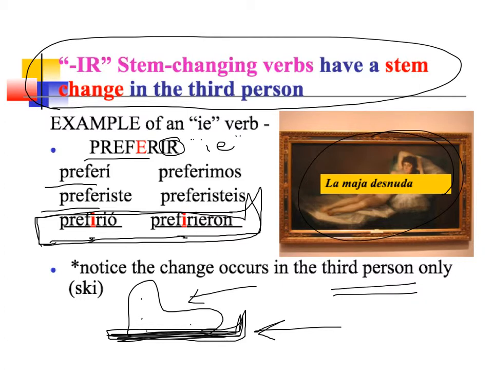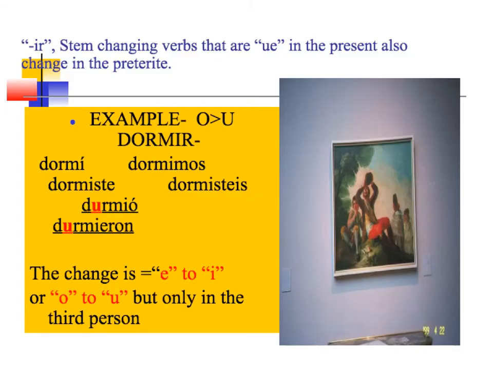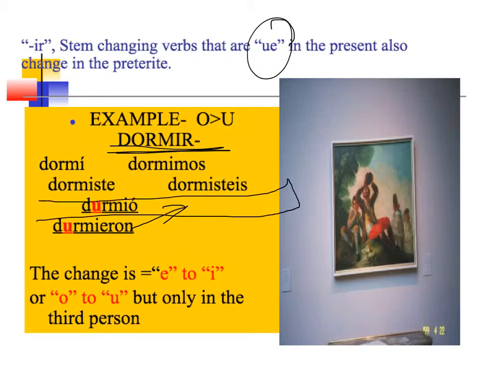Okay, what else is irregular in the preterite? Oh, whoops. We also have an example of what would happen with a UE stem change IR verb. So if I look at dormir, and conjugate it out, I'm sorry, the durmieron jumped over. The durmieron should be over here. So then you would have the durmió and durmieron, in the third person forms. And again, the reminder that the E becomes I or the O becomes U, but again, only in the third person forms.